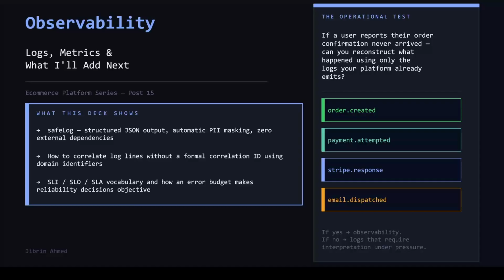I have a small logging utility called safeLog that produces structured JSON output. It automatically hashes emails, masks IP addresses, and ensures every log line has a consistent shape. I use domain identifiers such as order IDs, cart IDs, and session IDs to correlate log lines without a formal request-scoped correlation ID. This video is about my current observability setup, how safeLog works, how I think about SLOs, and what I'll add when my platform grows.